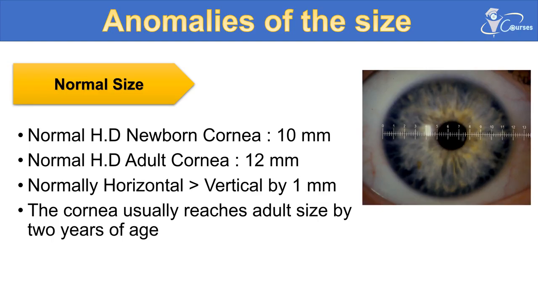In most cases, we refer to the horizontal diameter, which is the most accurate, because the vertical diameter can sometimes be concealed by the presence of pannus or any lesion. So the horizontal diameter will be more relevant to the actual corneal size. And usually the horizontal diameter is more than the vertical diameter by 1 millimeter. Okay, so these are the normal measurements. So what will be the abnormal measurements?